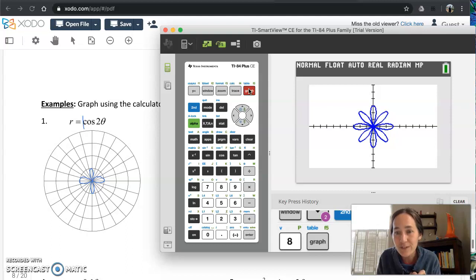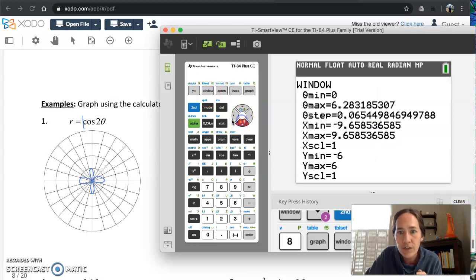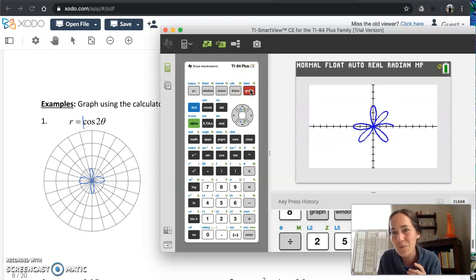You will freeze your calculator if you make your theta step too tiny. I'll do one more smaller theta step just for the fun of it. So theta step, let me make it pi over, I'm really nervous about this, 256. It's probably a huge mistake. Hit graph, takes a little bit longer, but look how pretty that rose is.